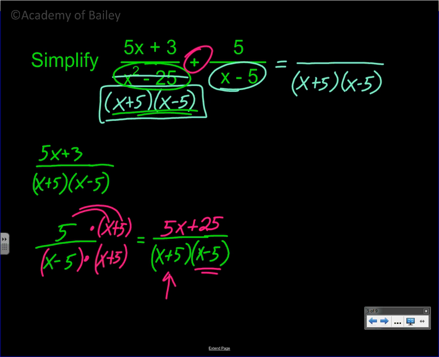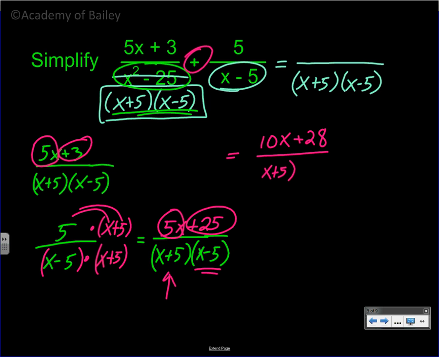We have a plus, so let's go ahead and look. 5x plus 5x is 10x. 3 plus 25 is 28. On the bottom, x plus 5, x minus 5.